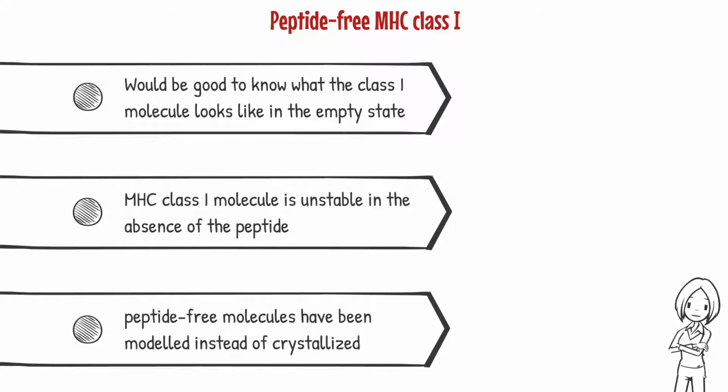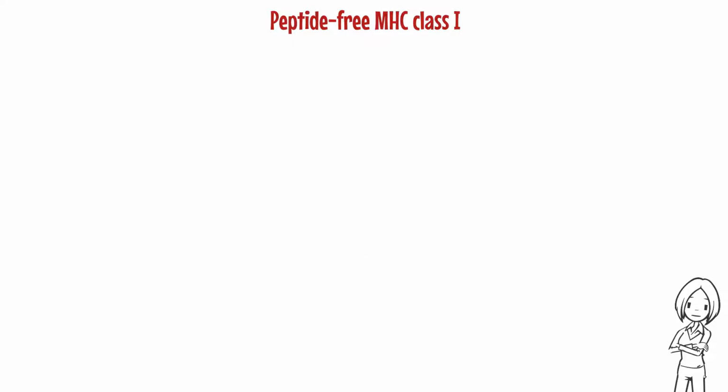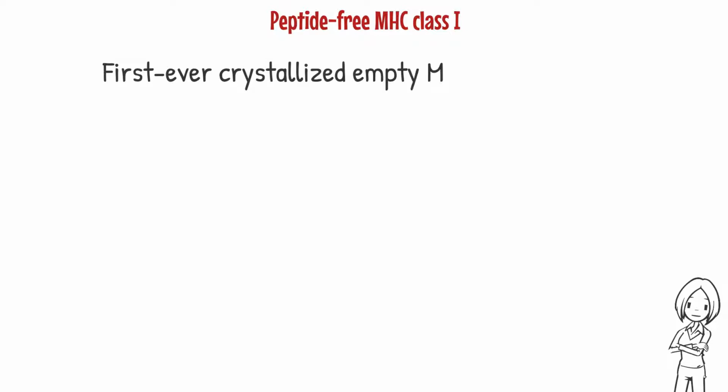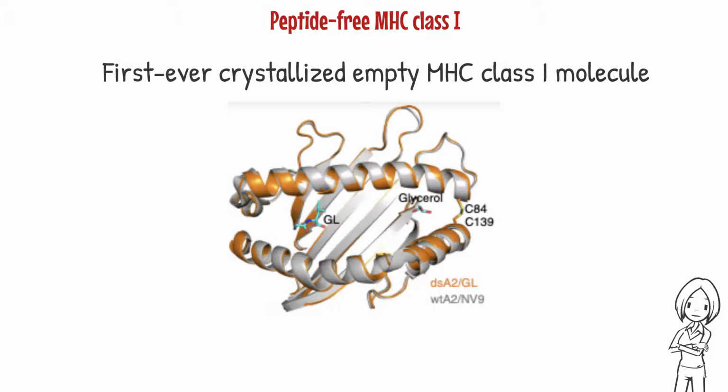But that does not represent the actual shape before peptide recognition, because the modeled structure is derived from the loaded molecules. This paper now introduces the first ever crystallized empty MHC class 1 molecule. It was made by introducing a disulfide bond between the alpha helices close to the F pocket.